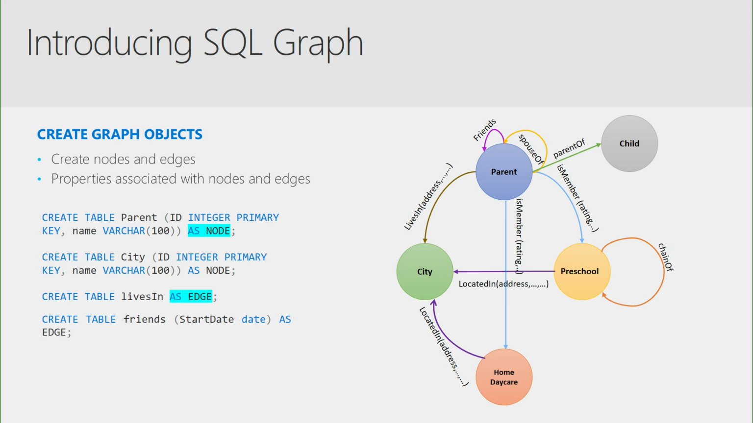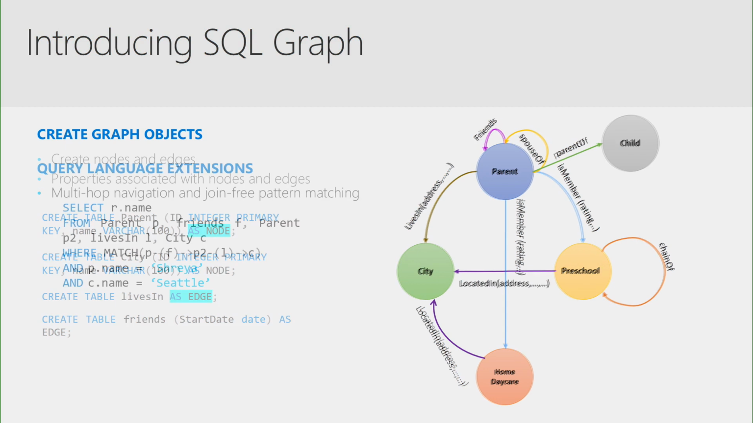And every time you create an edge, there will be three implicit columns, edge ID, from ID, and to ID, which will tell you which nodes this edge particularly connects. An edge may or may not have any attributes associated to it. Like in the example, you can see that the lives in edge does not have any attributes associated to it.